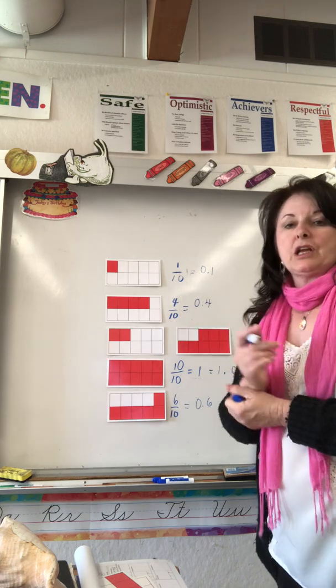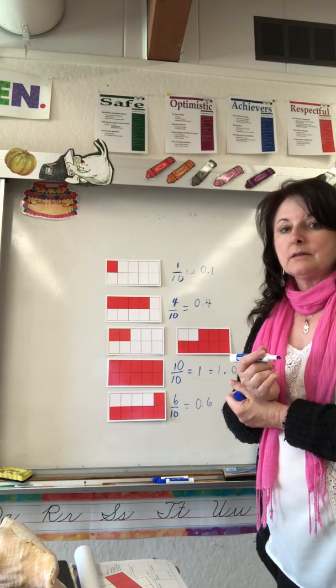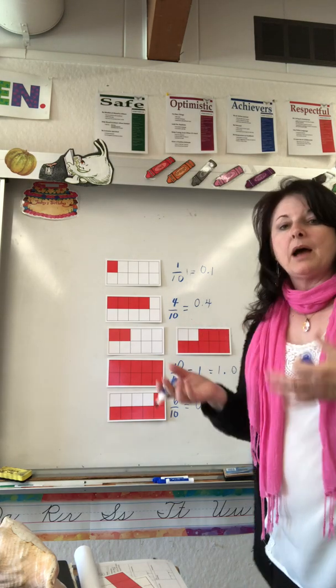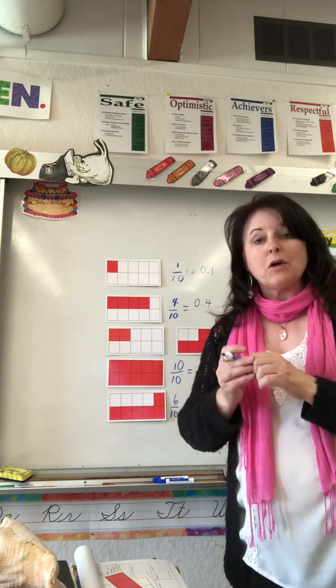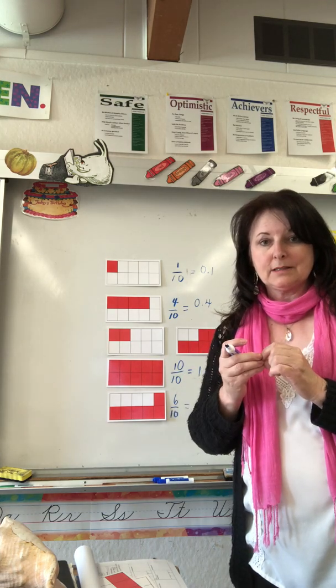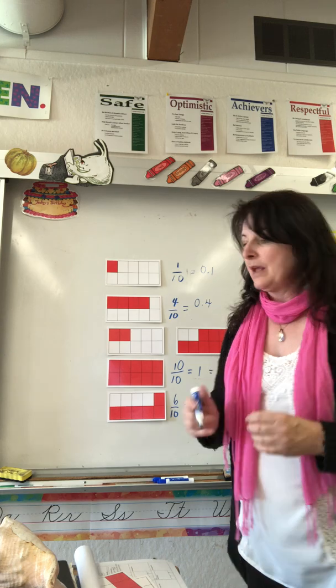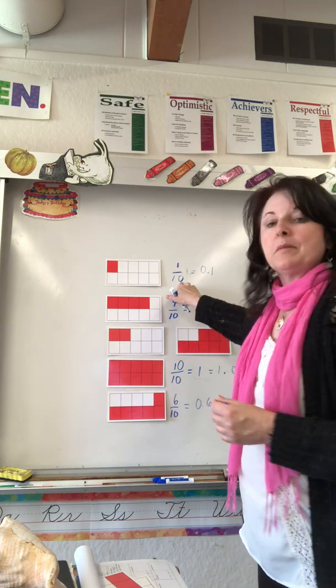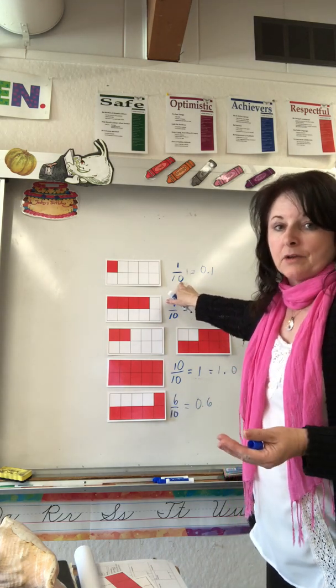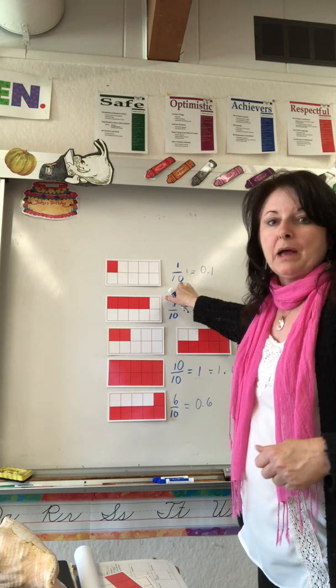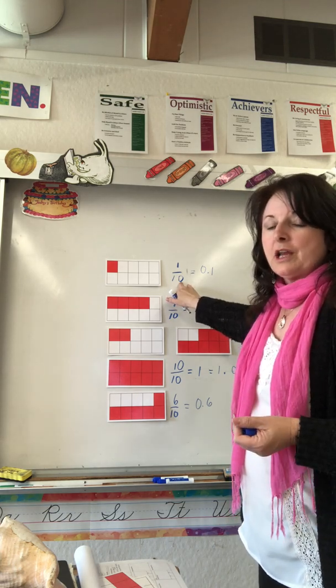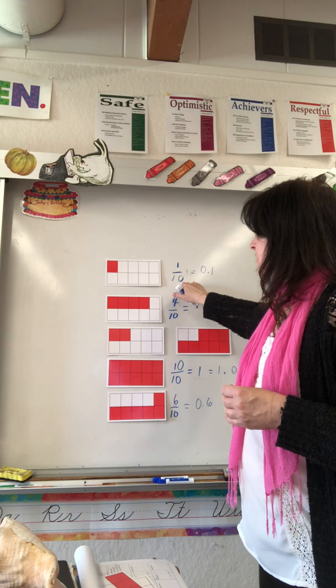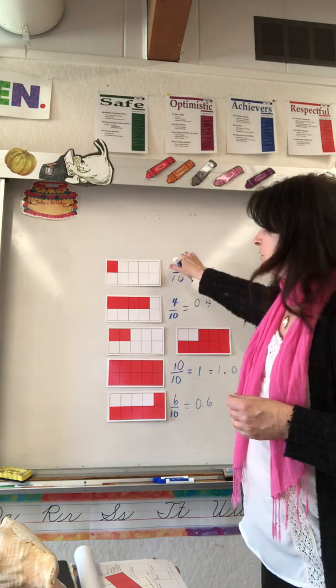What if we wanted to change these to percent? Now that takes us back into remembering that percent is out of what? 100, right? And so this is where you need to remember that 10 times 10 is 100. And most of us have that down pat. So when you're going to change this to a percent, whatever you do to the bottom of the fraction, you're going to do to the top.